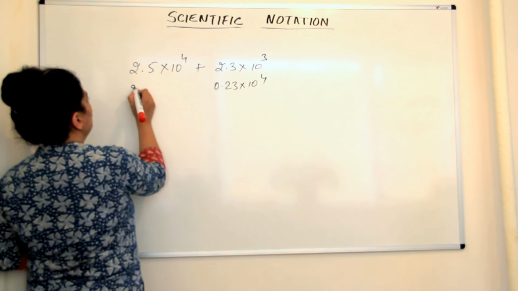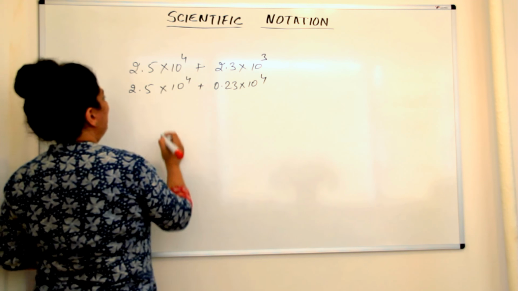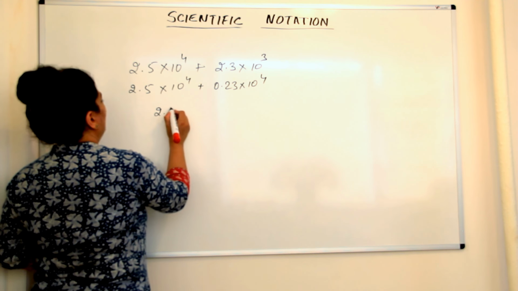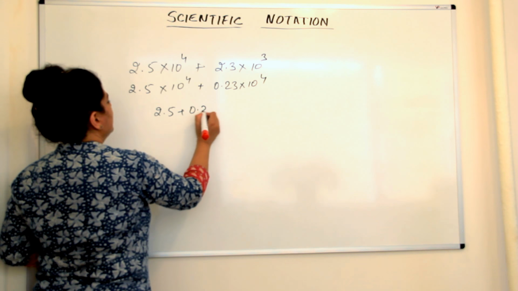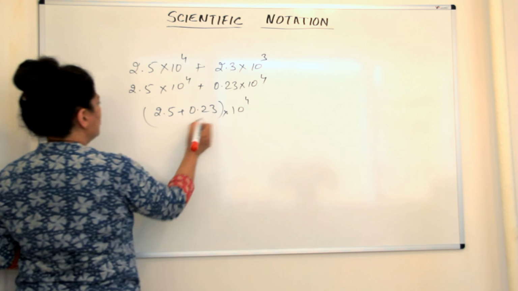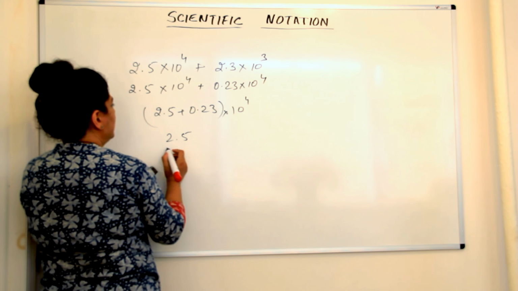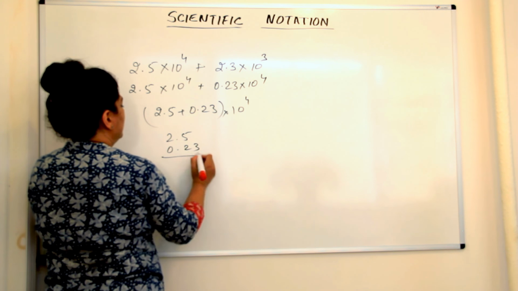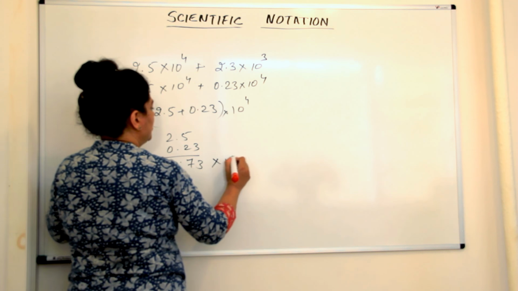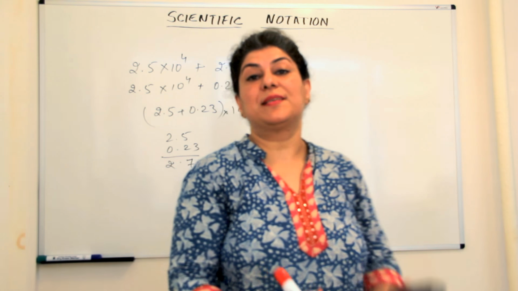Now we can add these: 2.5 into 10 to the power 4 plus this. The 10 to the power 4 remains the same, so take this out of the bracket. This becomes 2.5 plus 0.23 into 10 to the power 4. So what would this be? 2.5, let's do it as we used to, and 0.23. This would be 2.73 into 10 to the power 4. Right? So you do the same thing in subtraction also.